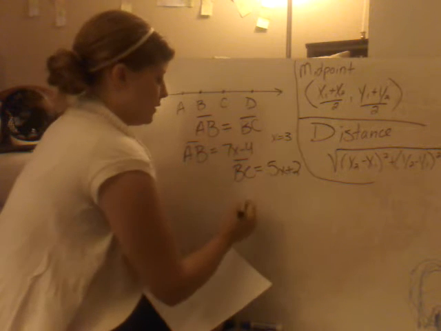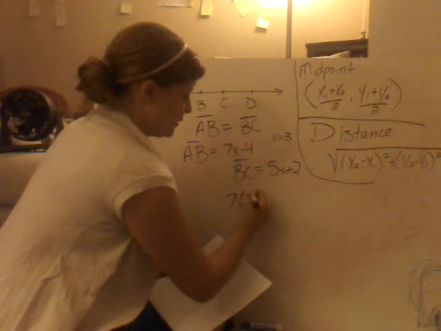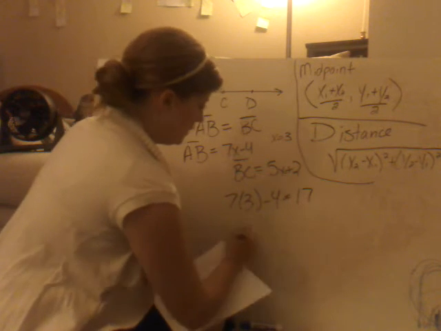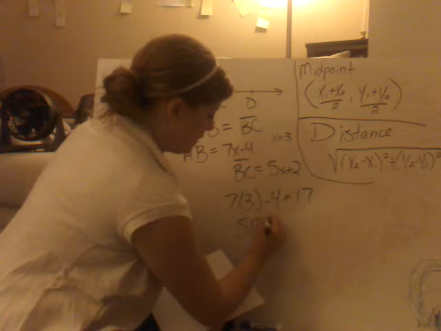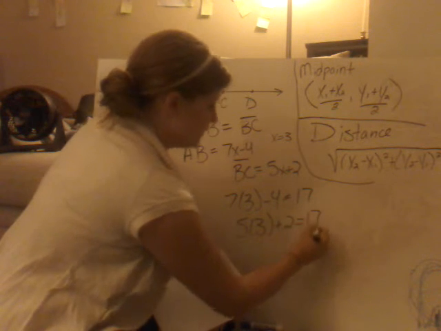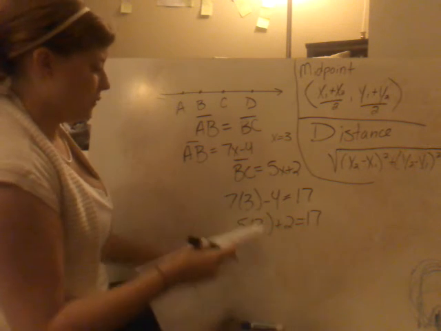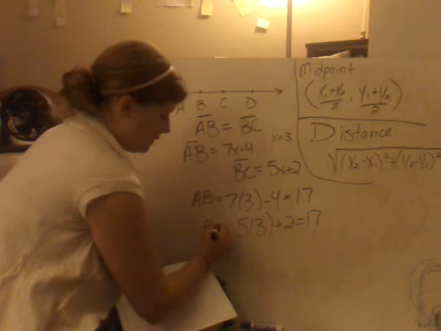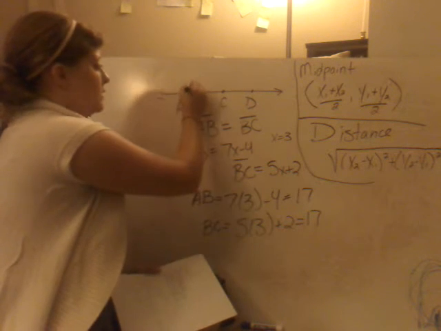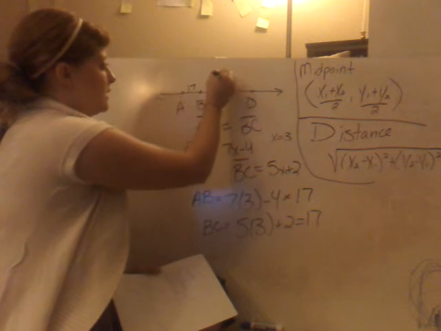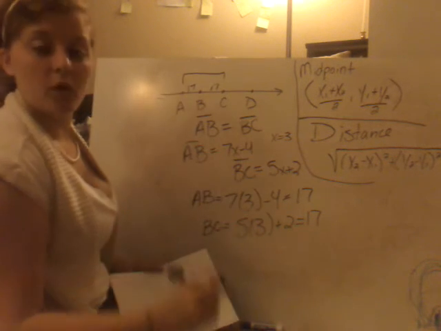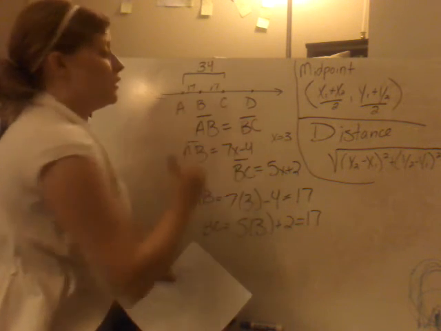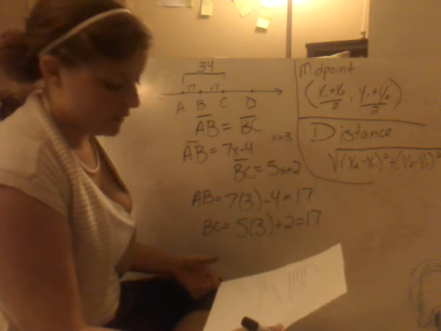So I'm going to plug back in. 7 times 3 minus 4 is equal to 17. And then 5 times 3 plus 2 is equal to 17. Now this is AB, and this is BC, so this is worth 17, and this is worth 17, but I want the total. I want the whole thing, so I need to add them together. So I have 17 plus 17 is 34, and that's my answer. AC is equal to the value of 34.